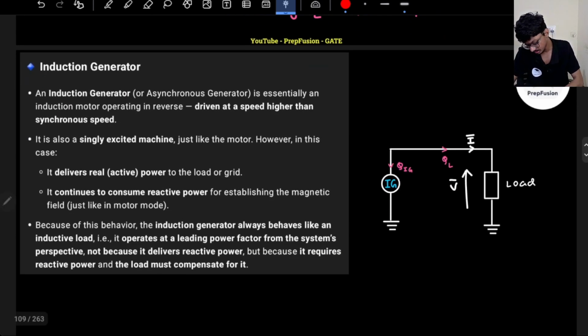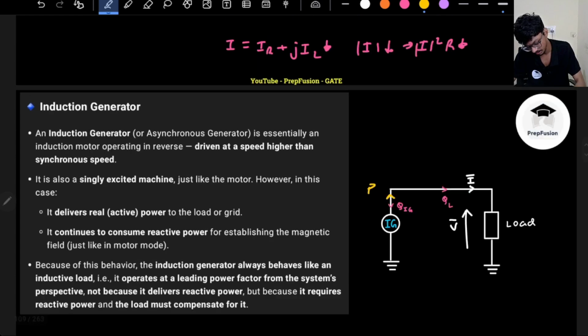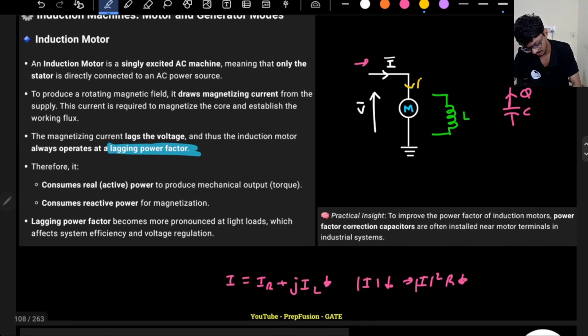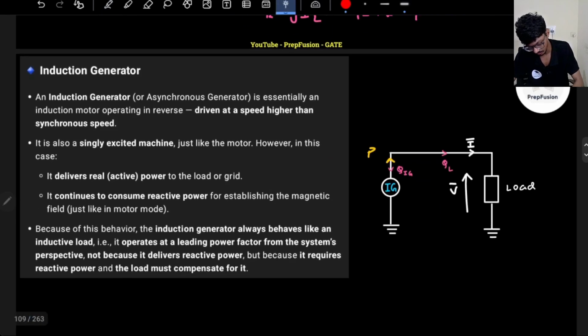Okay, what about the generator? So the generator again is an asynchronous generator, it will not rotate at synchronous speed, basically it will not deliver at the same frequency. But here what will happen, just like a motor, it is singly excited. So in this case again, it will require the magnetizing current. So still it will consume the reactive power, but it will deliver the active power. Here it was consuming the active power, here the generator will deliver the active power.